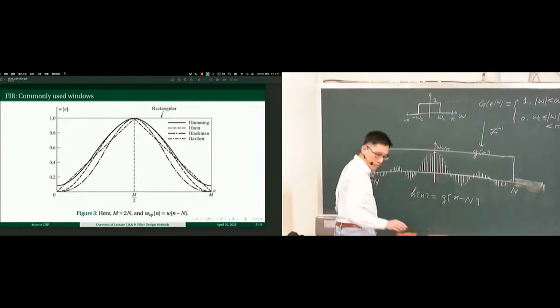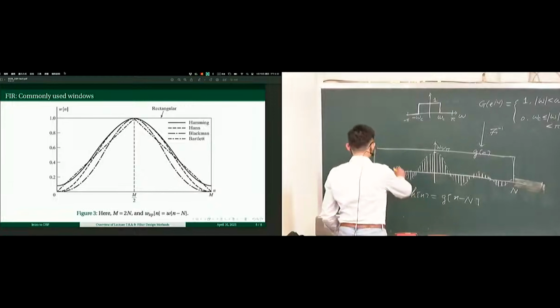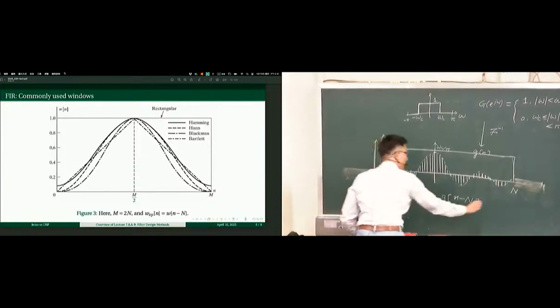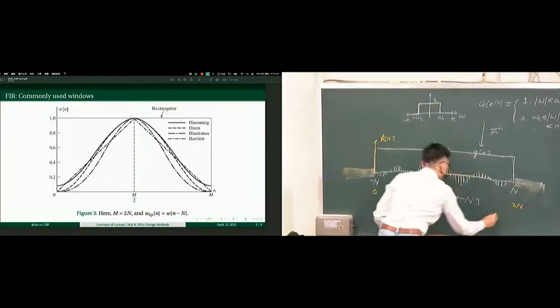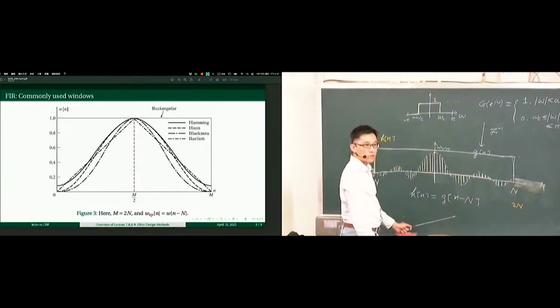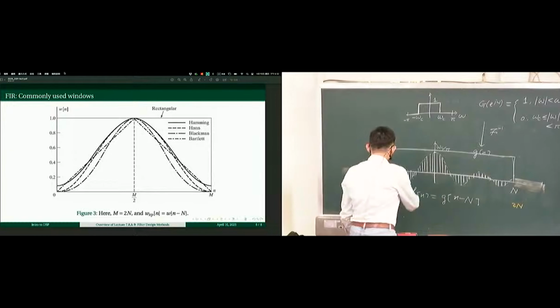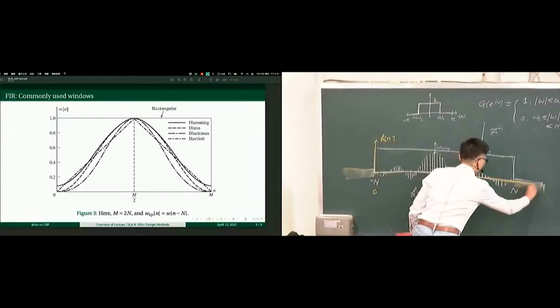So if this is g of n, then time 0 should be right here. For h of n, the time index runs from 0 to N. By simply applying a shift, h of n officially becomes a causal filter. I claim this is already not a bad idea. It's not bad at all to just truncate and then shift. It's not a bad idea, but we can do better.